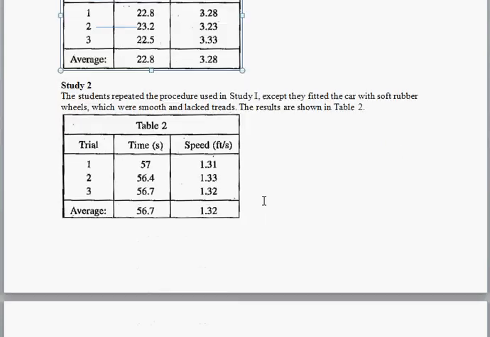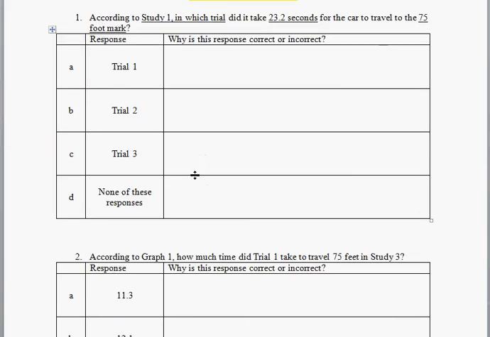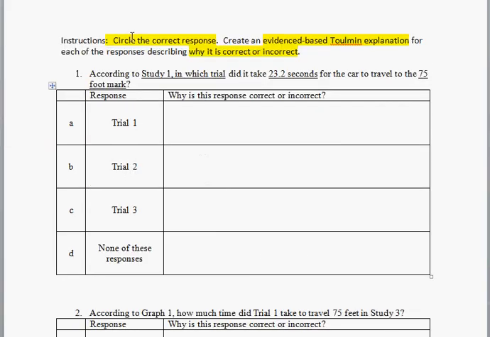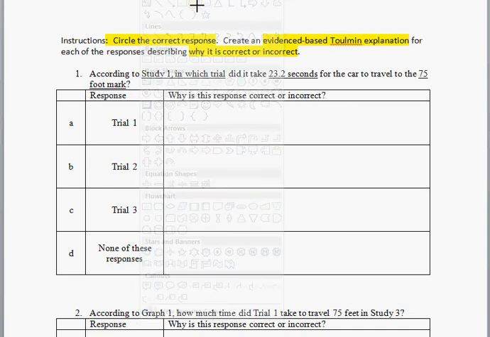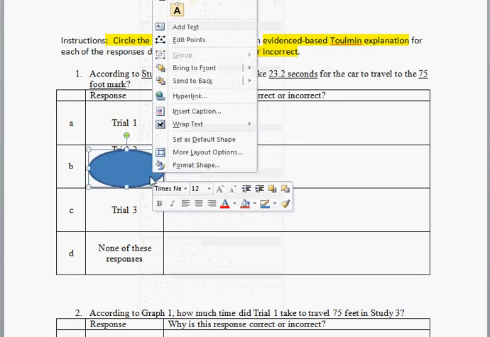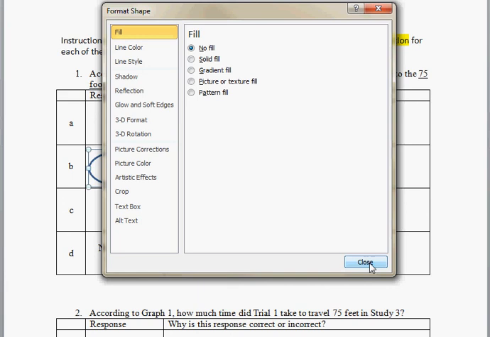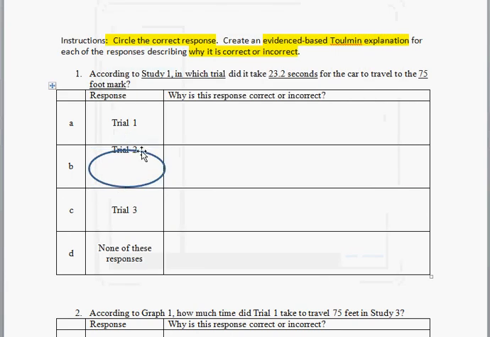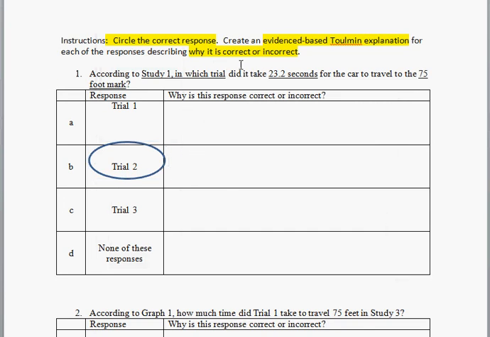All right, so I'm going back down. Trial 2. Now what am I supposed to do? Circle the correct response. So I'm going to circle that correct response. Trial 2. I need to make sure that shape. Yep, there we go. It's trying to put the text around it. There we go. Trial 2. And now I've got to explain myself, right? Evidence-based explanation, why it's correct or incorrect.